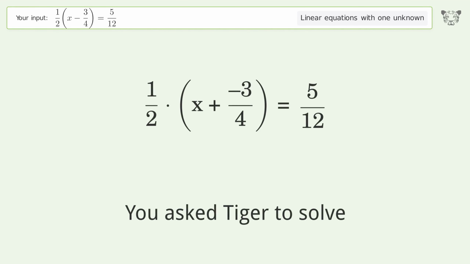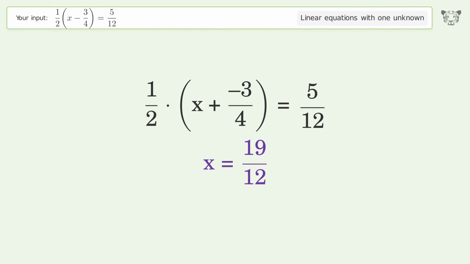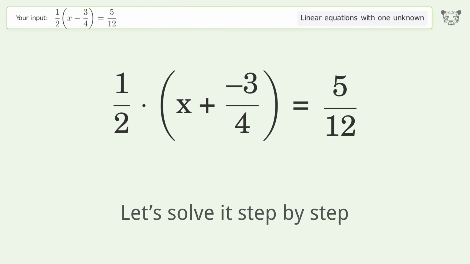You asked Tiger to solve this. It deals with linear equations with one unknown. The final result is x equals 19/12. Let's solve it step by step.